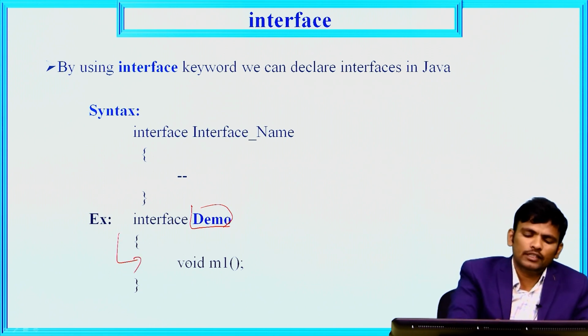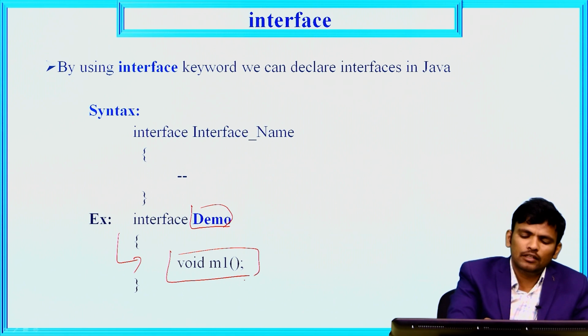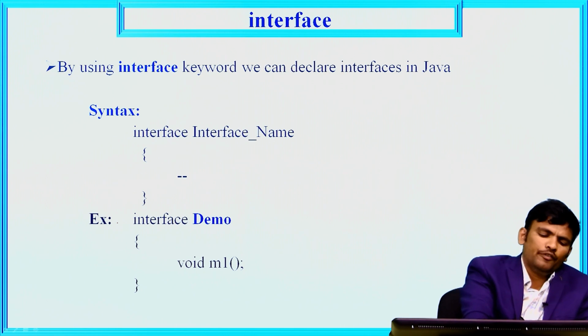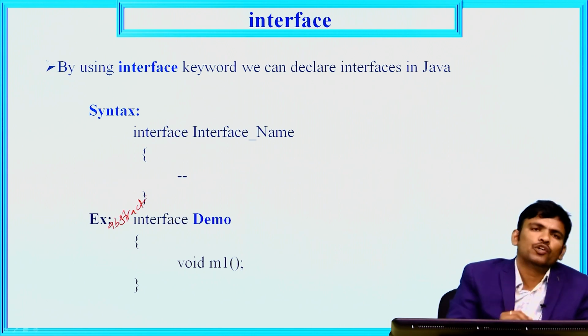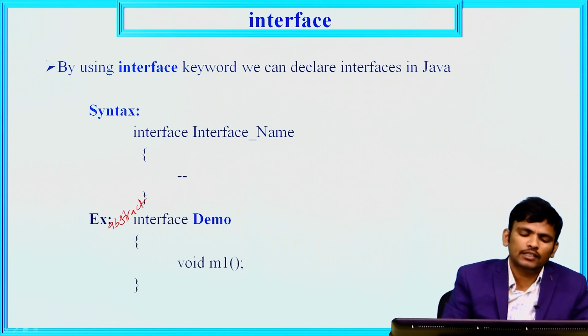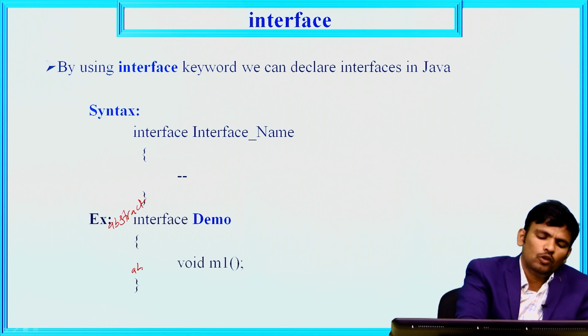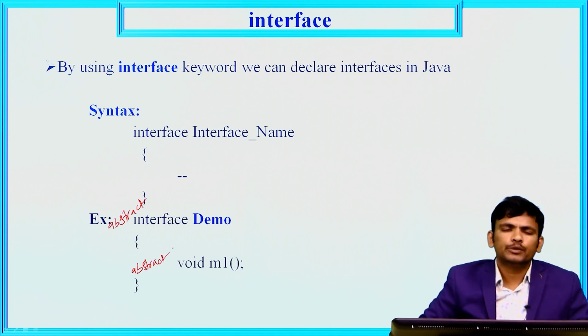Now you can see I declared a method here. Whenever you declare an interface, usage of the abstract modifier is optional. If you want, you can use the abstract modifier for the interface, and usage of the abstract modifier for methods is also optional. Even if you are not writing abstract, it is still abstract only. By default it is automatically abstract.